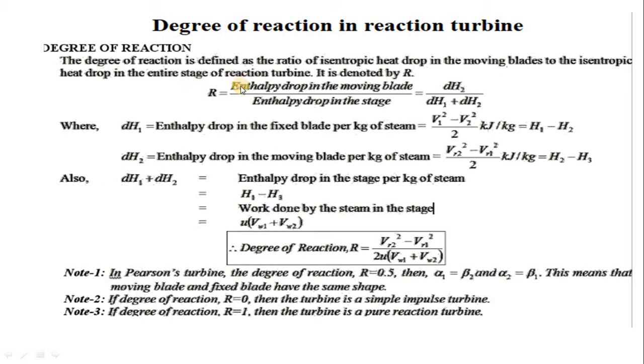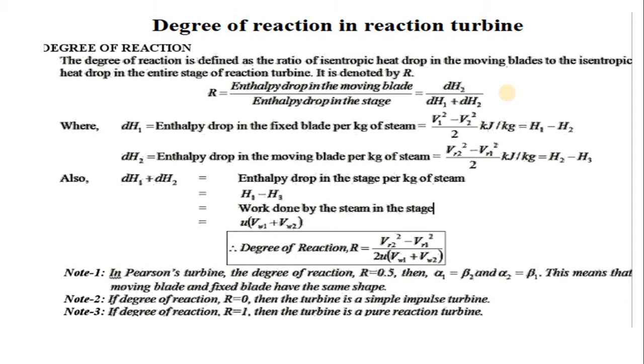So here we must consider the heat drop in both cases, that is, the isentropic heat drop in the moving blade. Initially, when the steam comes from the nozzle to the moving blade, some heat drop takes place, and afterwards the total heat drop is that from nozzle to fixed blade. The arrangement is nozzle, then moving blade, then fixed blade. Firstly nozzle, second moving blade, and third fixed blade.